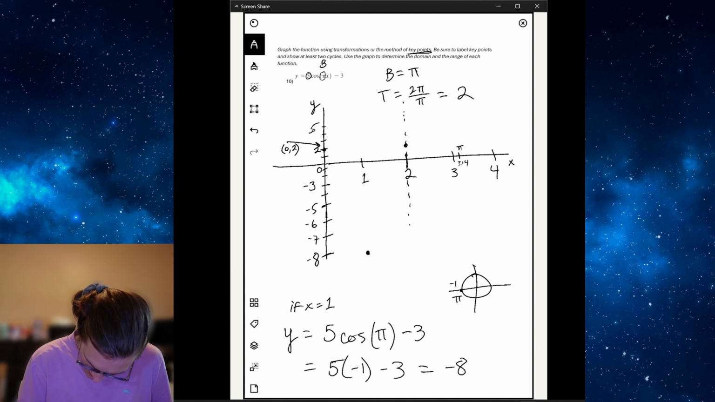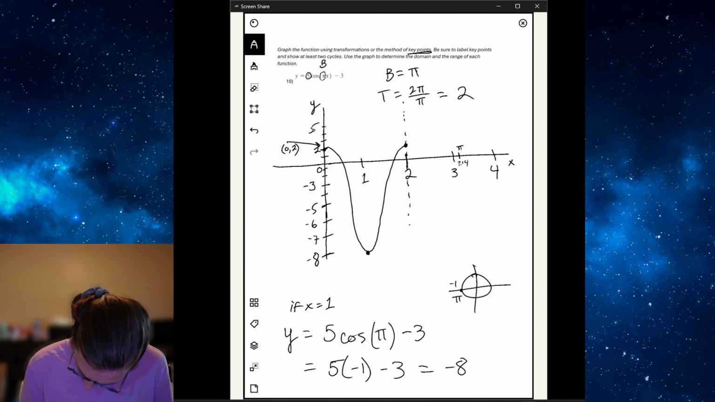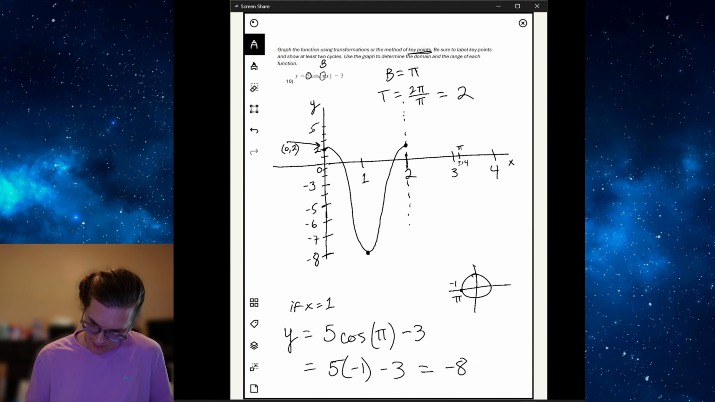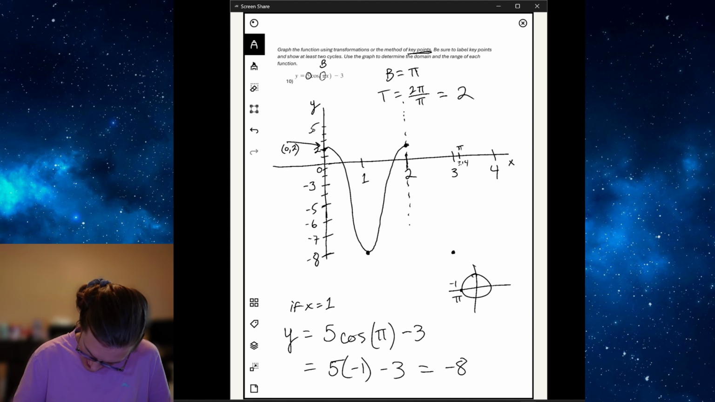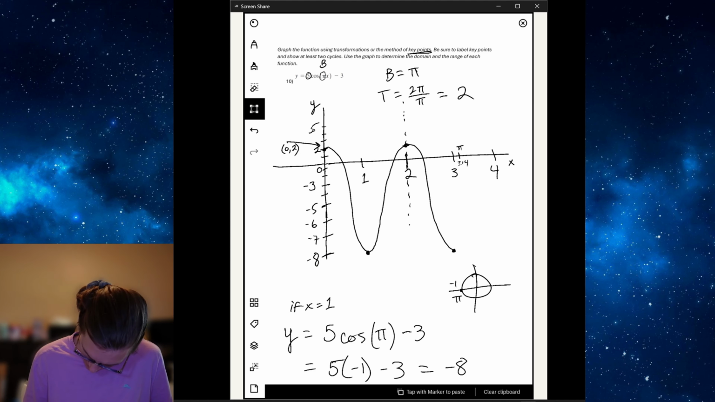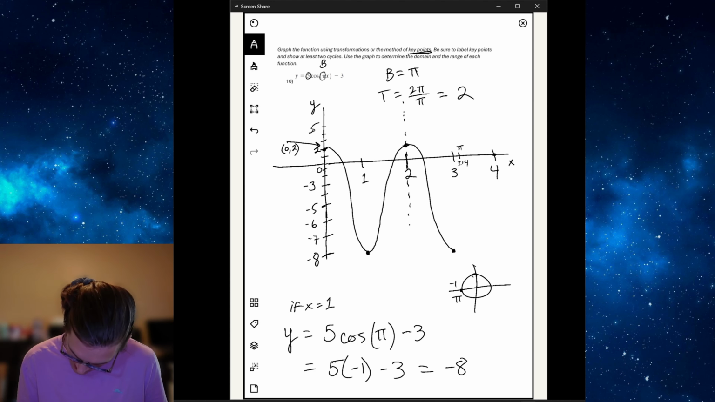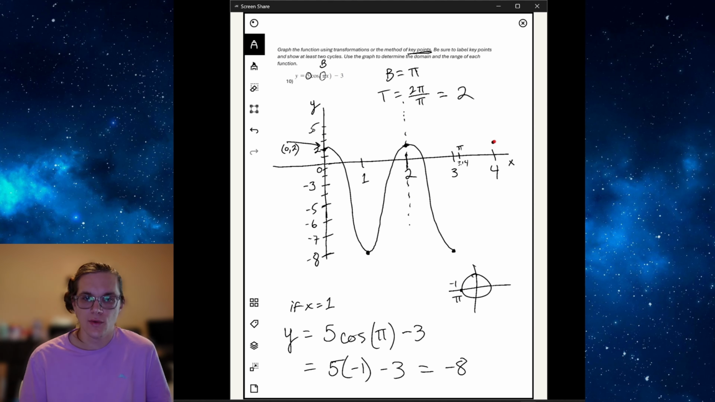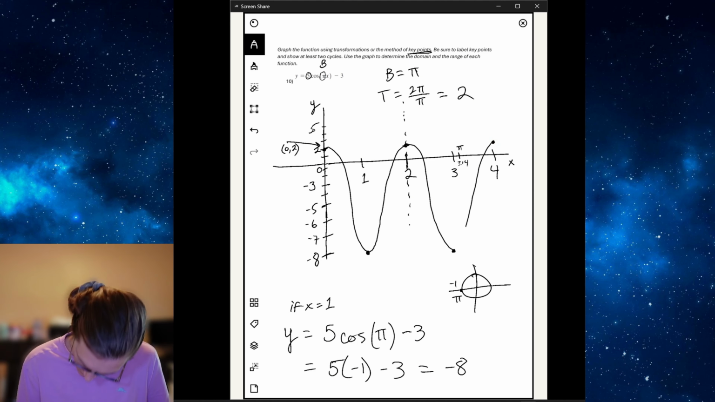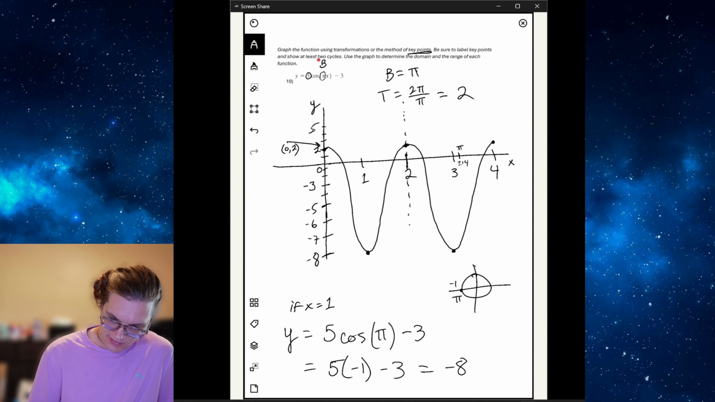So halfway it's going to be here, so we come down, then it's going to come back up, then it's going to be a minus 8 again at 3. And then move this up to make it work. And then it's going to be back to 2 here. The y will be 2 once again at 4, so we just do this. So those are the 2 cycles it asked for.